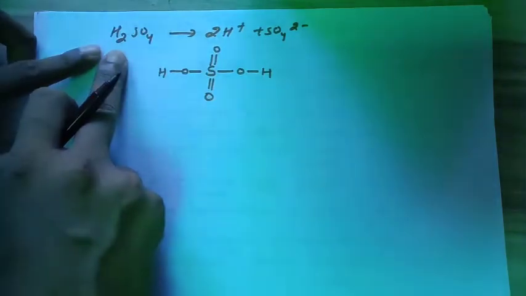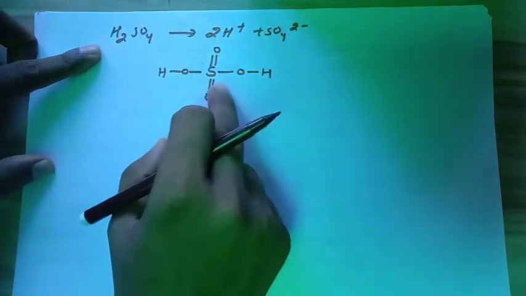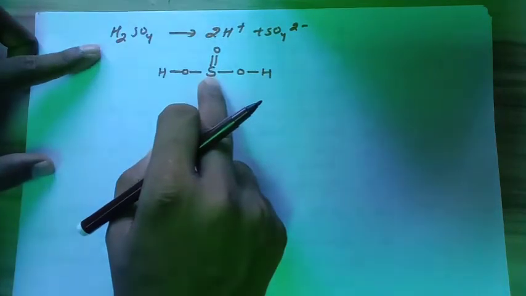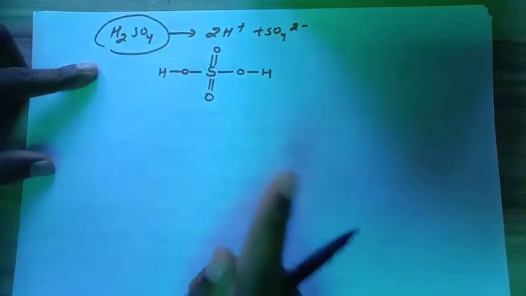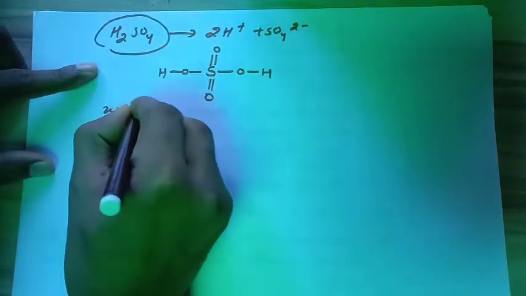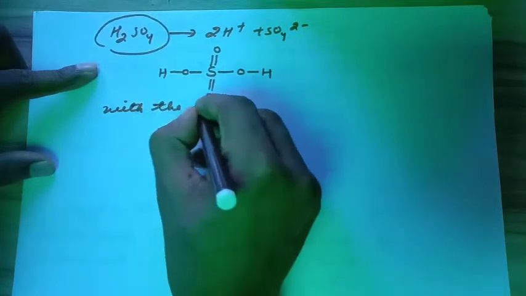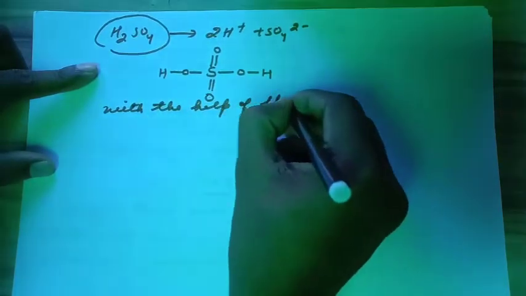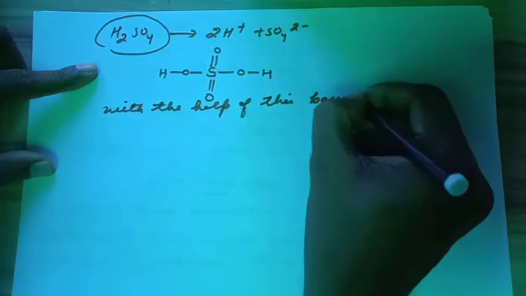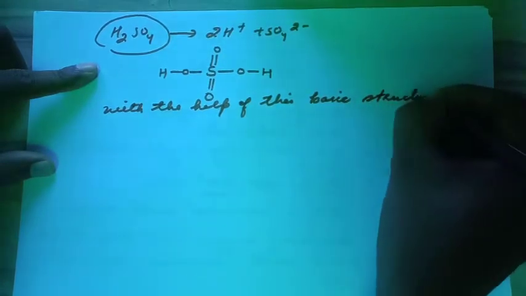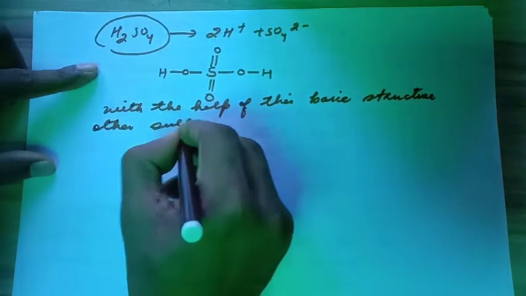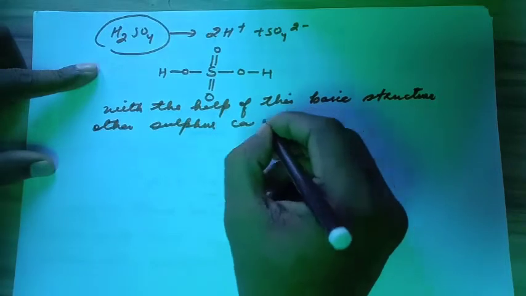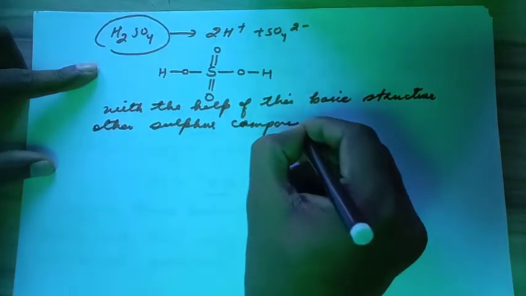So the basic learning is, first count the number of hydrogen, then the remaining oxygen will have a double bond with the central atom. Now this is the basic structure. With the help of this basic structure, other sulfur compounds can be drawn.